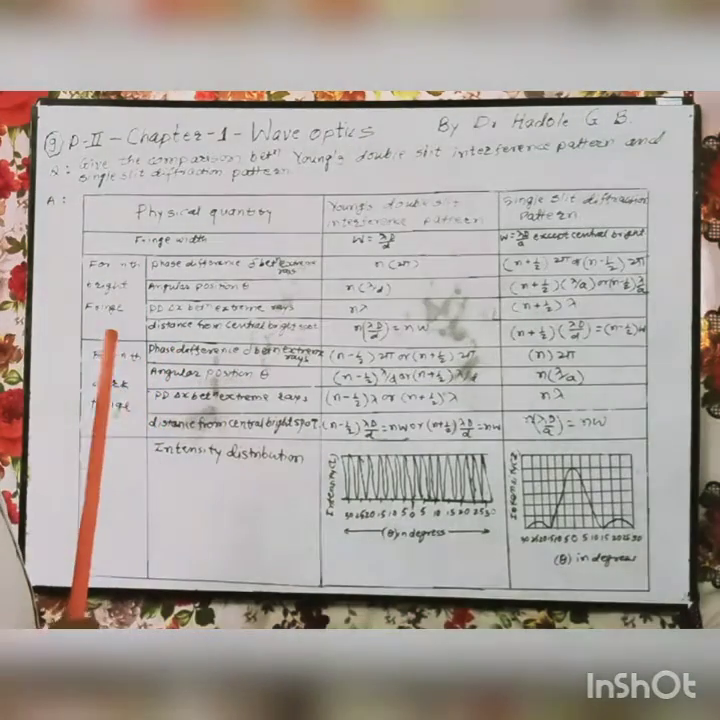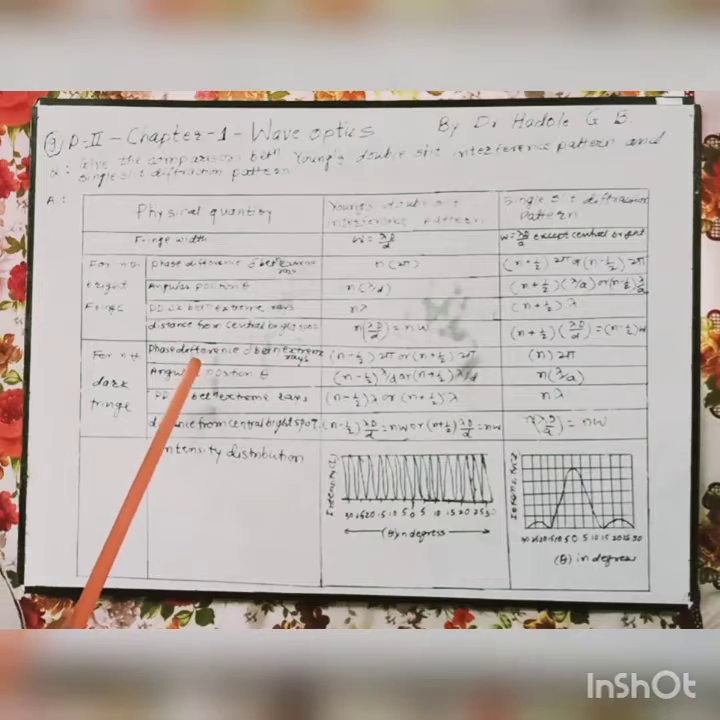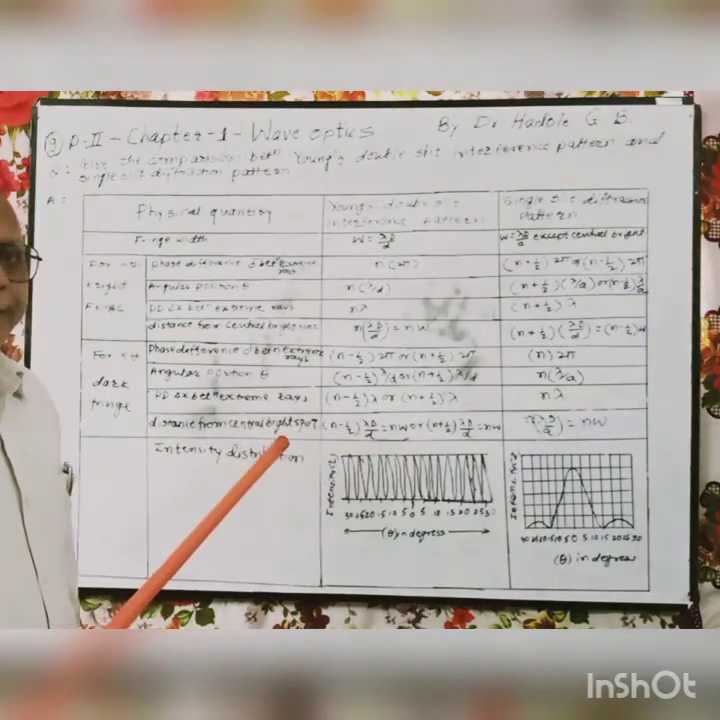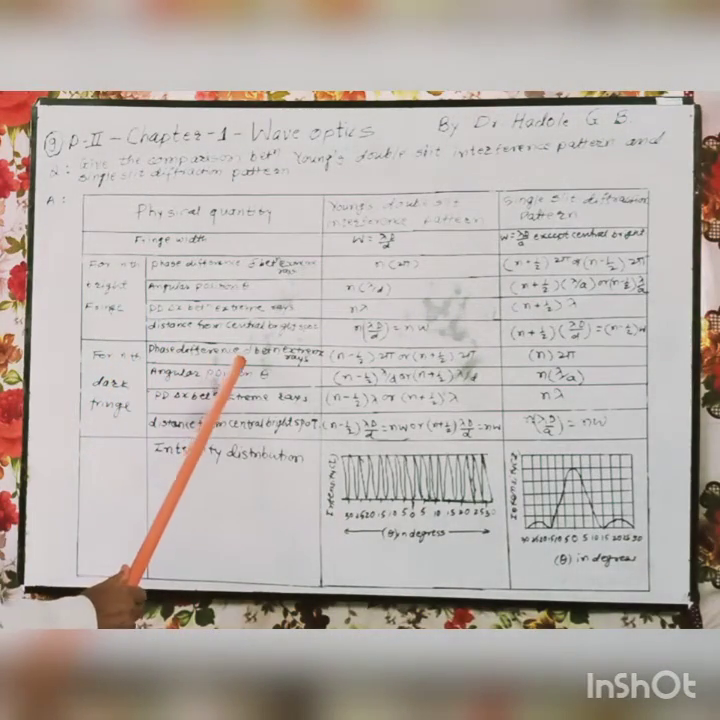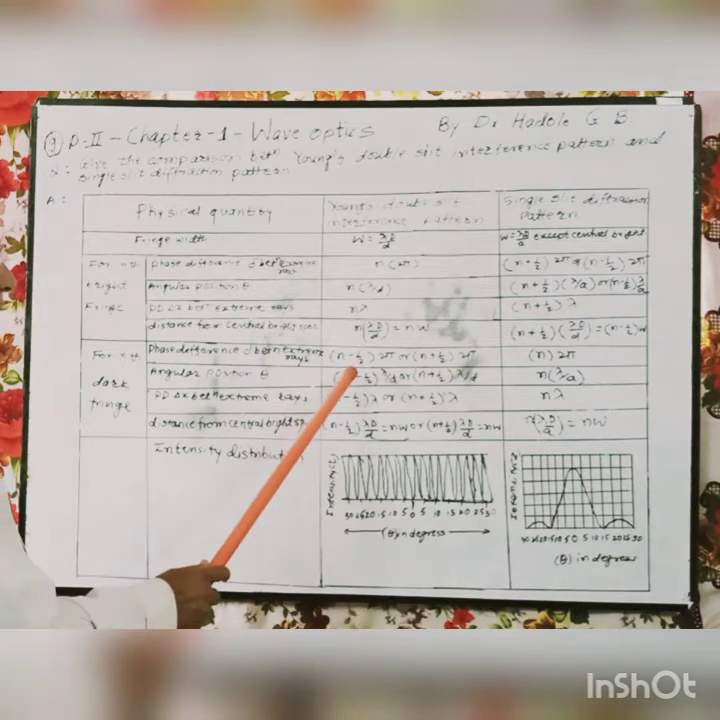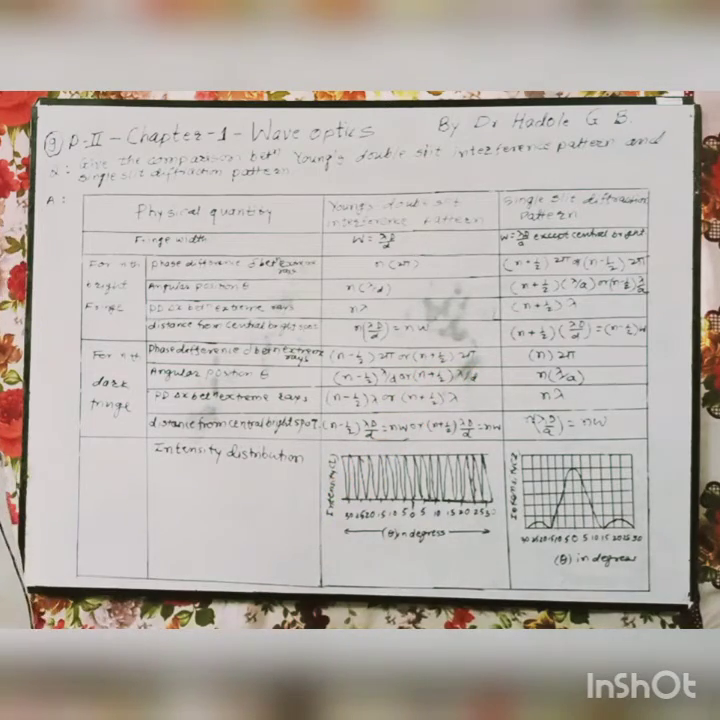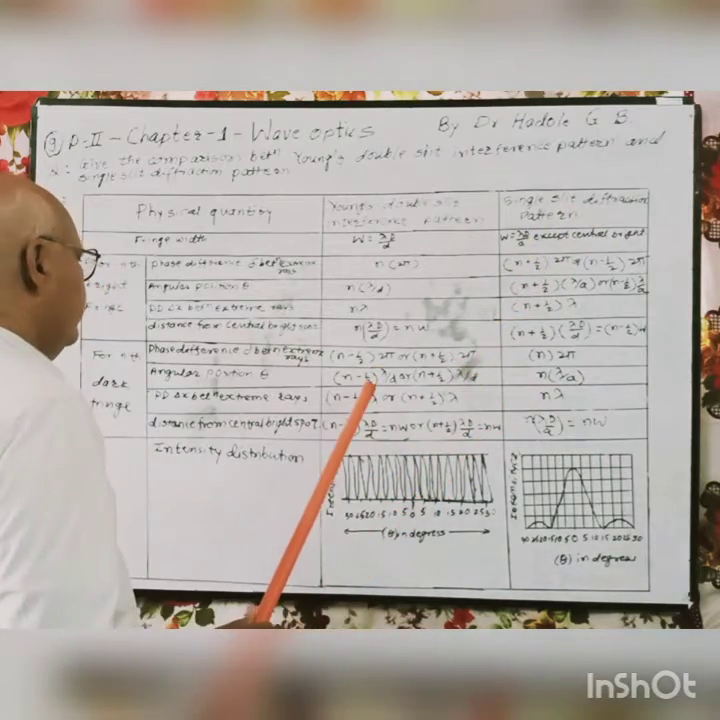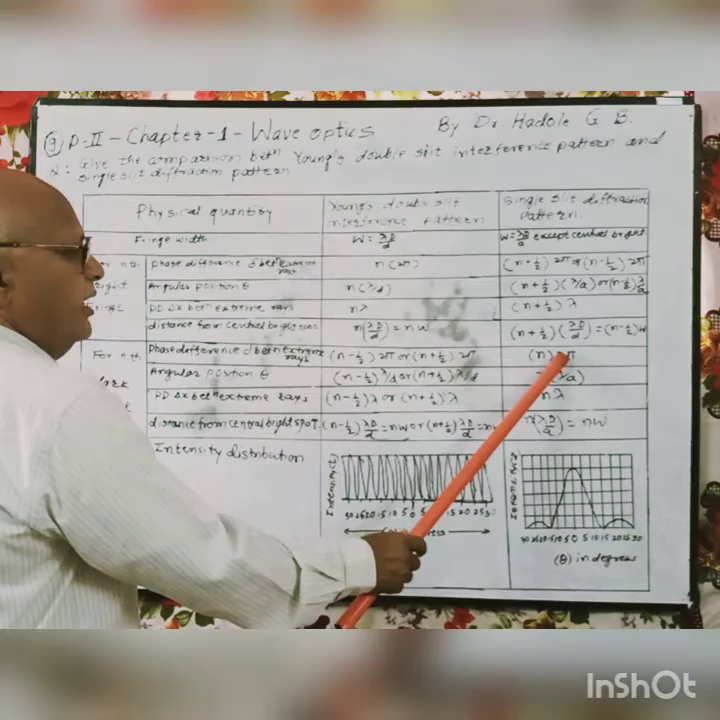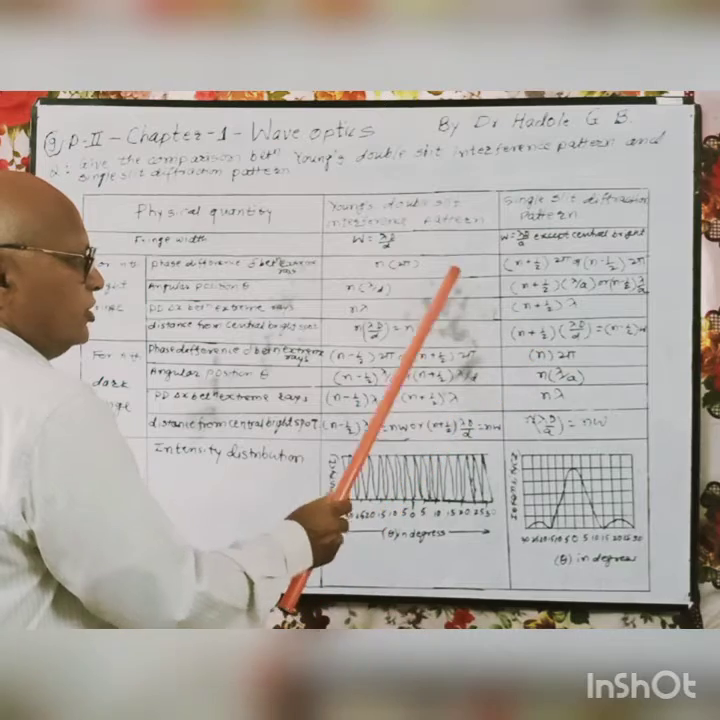For nth dark fringes, we have said alternately the dark and bright fringes are being formed on both sides of the central bright point. Therefore, for the nth dark fringe, the phase difference delta between extreme rays is (n minus half) into 2 pi, or (n plus half) into 2 pi. And for the single slit diffraction pattern, it is n into 2 pi.